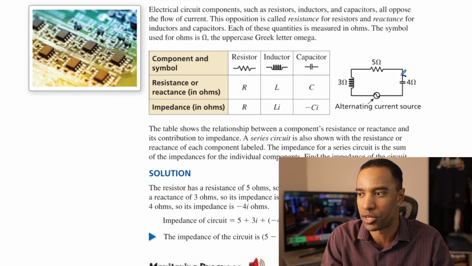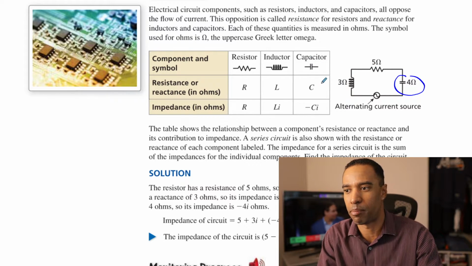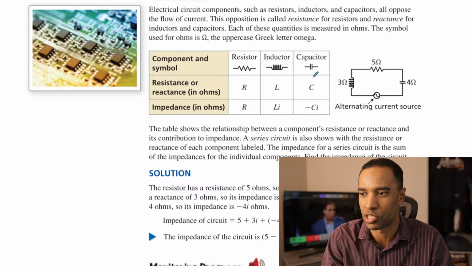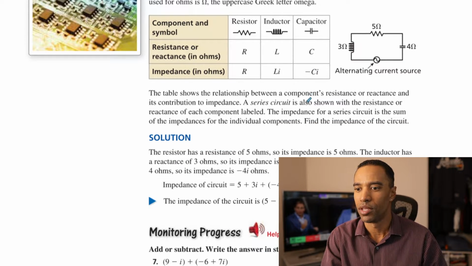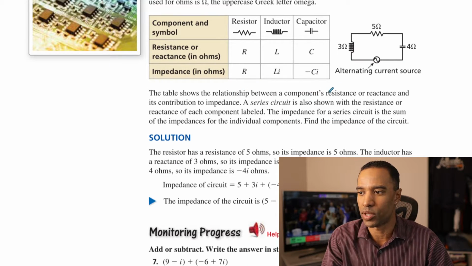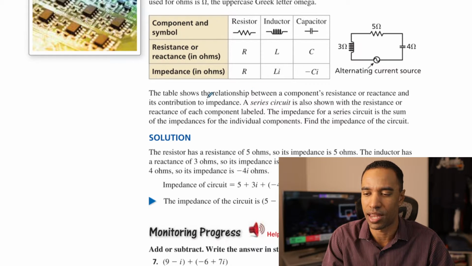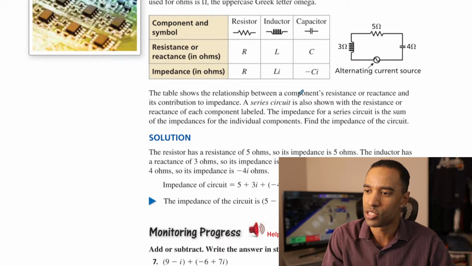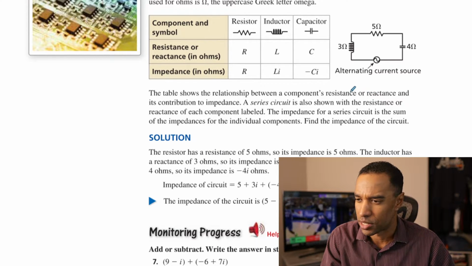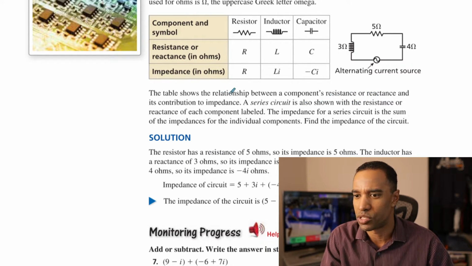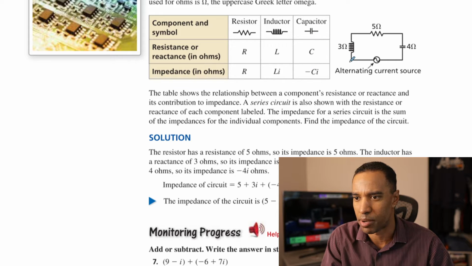Capacitor uses this guy right here. There's the capacitor. It has two parts. Resistance, reactance is C, and the impedance is negative Ci. This isn't stuff I'm going to remember, that's for sure. This table shows the relationship between a component's resistance or reactance and its contribution to impedance. A series circuit is also shown with, right now I'm just reading, I'm taking things in, resistance or reactance of each component labeled. So we have all the labeled parts of what is inductor versus capacitor, etc.